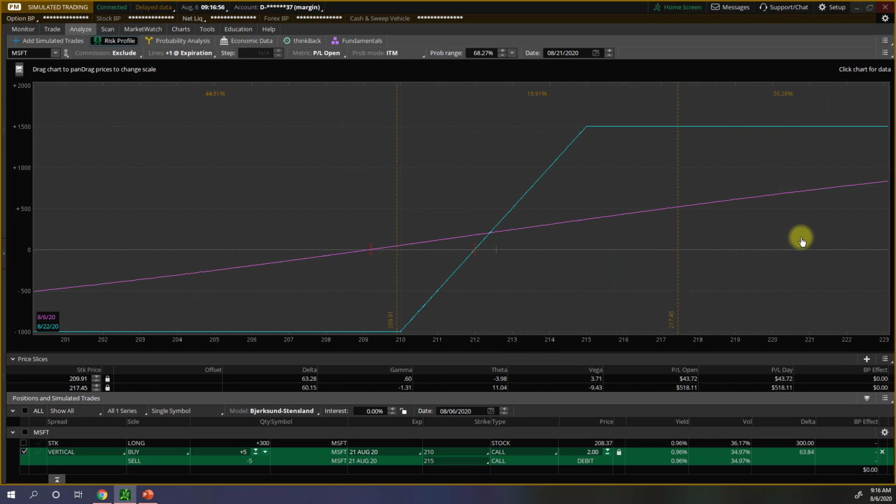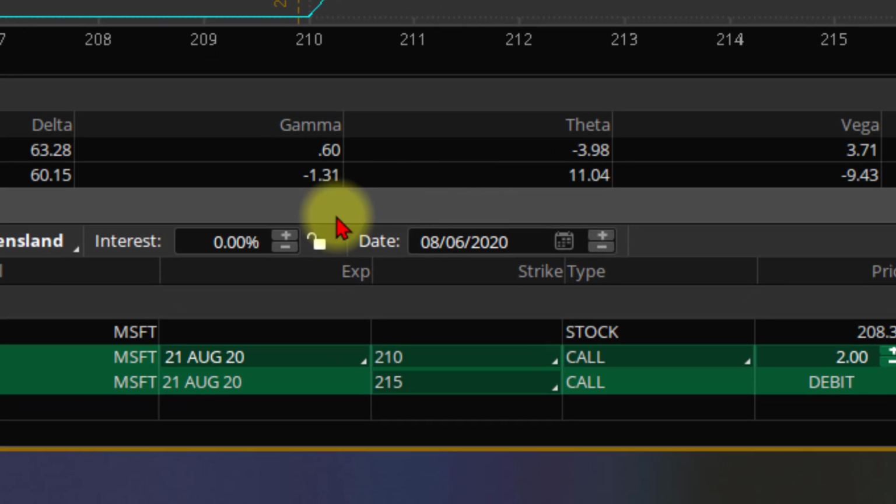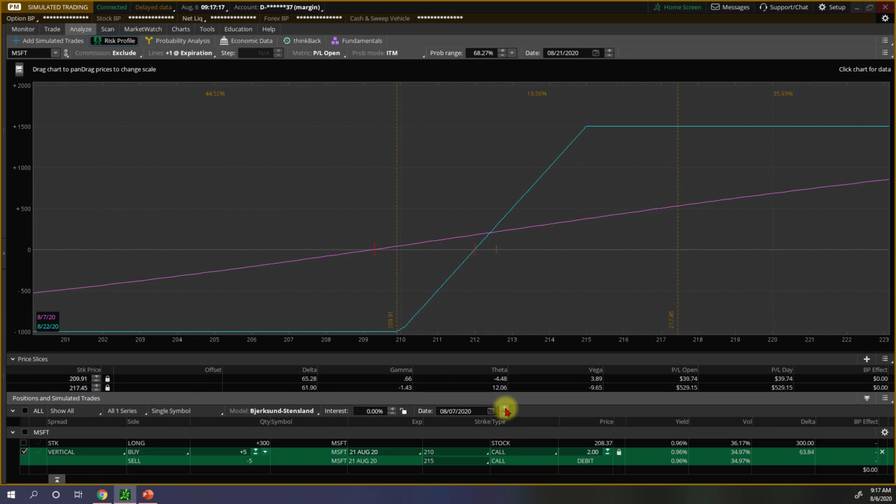So what else can we do? Well, these are the various profits and losses today, but what if I wanted to know what it's going to look like tomorrow? Do I need to wait for tomorrow and then get caught with some kind of a big surprise in the way these graphs change? No, I can change that down here where it says date. Today's date is 8/6, and I can choose this plus sign. So I'm going to go to 8/7.